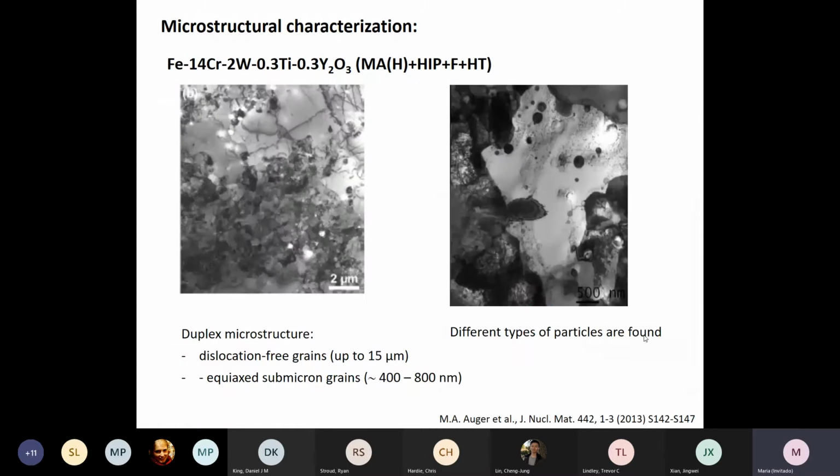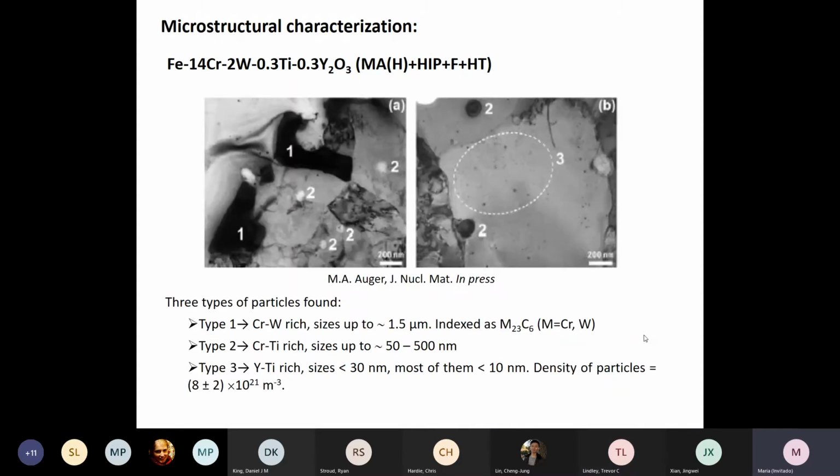When we add tungsten and titanium to our alloy, we obtain again equiaxed submicron grains, but the presence of tungsten and titanium gives place to different types of particles as well. And we observe chromium-tungsten-rich particles in here, the largest ones, chromium-titanium-rich, and again, the dispersion of yttrium and titanium-rich nanoparticles. Most of them fall in the nanometric range, most of them less than 10 nanometers in size.